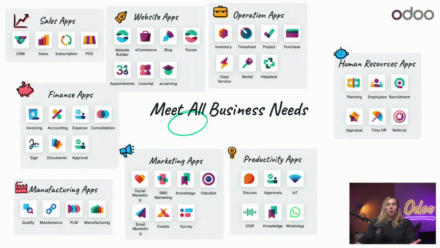The value proposition of Odoo is that we are an all-in-one business application. We enable your sales team with our sales applications. You can build your website with our website apps, operations with our purchase projects, finance, including accounting, expenses, documents, approvals, manufacturing with maintenance, quality, PLM, marketing with social media, SMS marketing, knowledge, productivity, with our discuss, approvals, and knowledge applications. Lastly, the most important of them all, human resources.